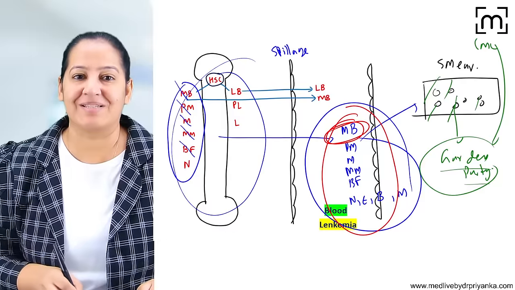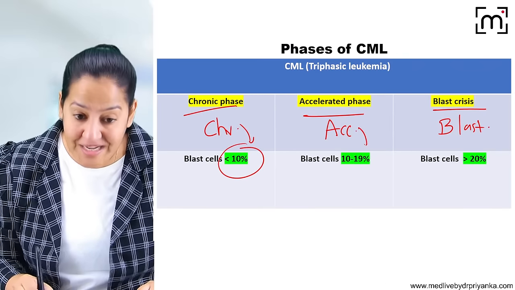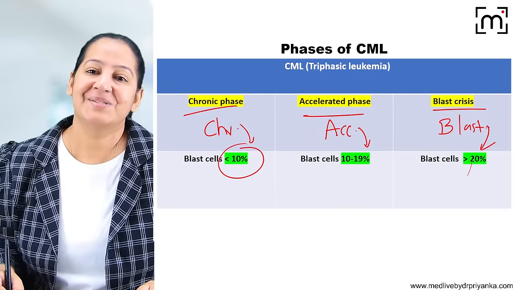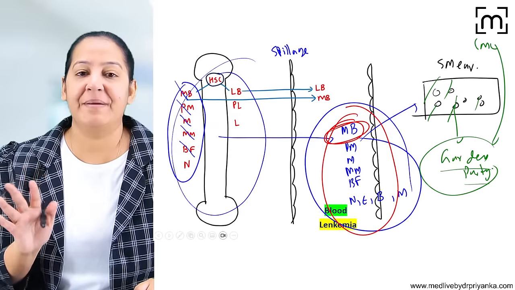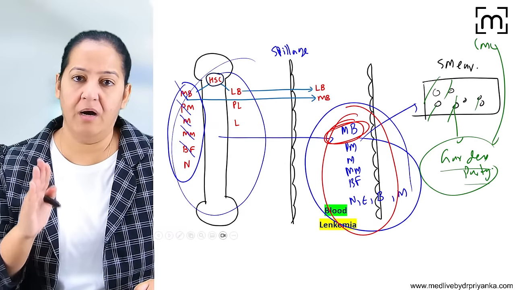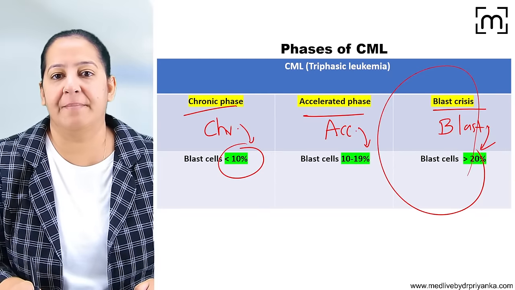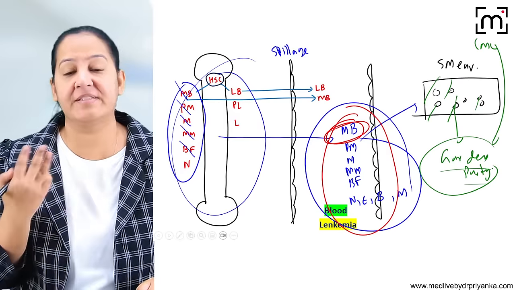How much myeloblast? If myeloblast is less than 10%, it's chronic. 10 to 20%, it's accelerated. And more than 20%, it's blast phase. In blast phase, the patient is highly symptomatic. How many of you got it? Based on the blast percentage, we give the phase of CML the patient is in. It is a triphasic leukemia.